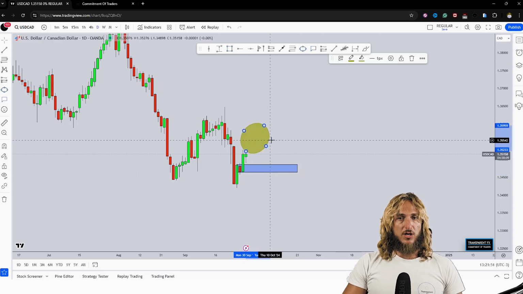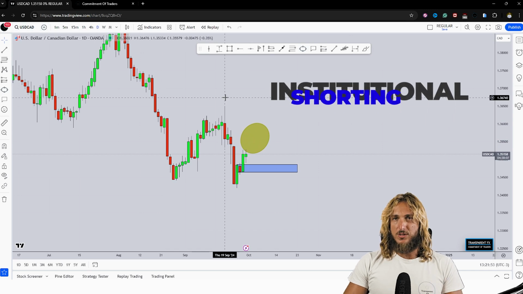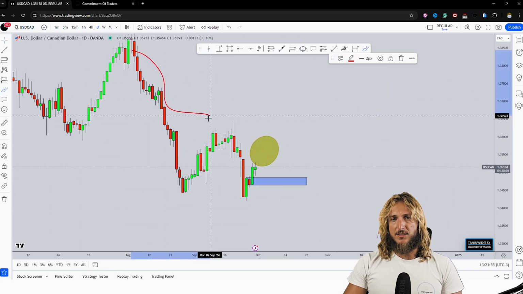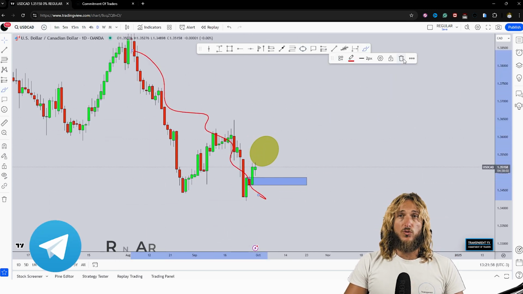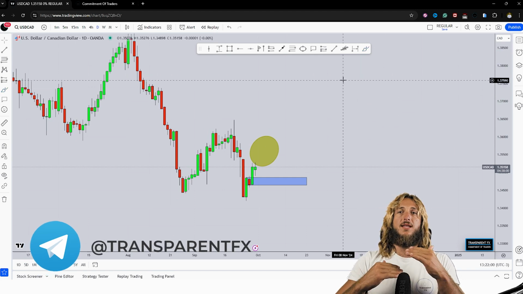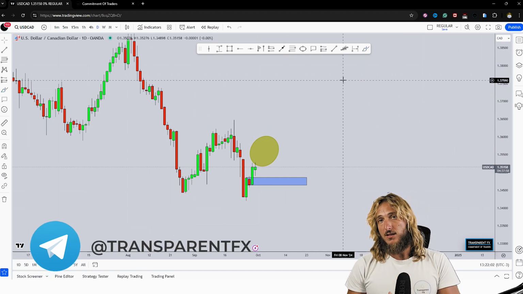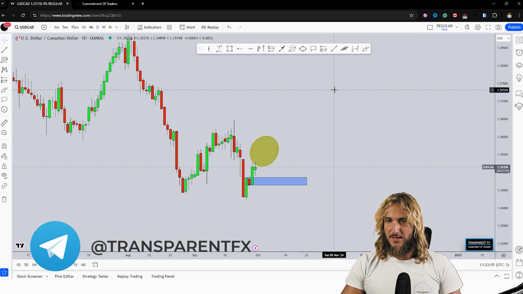Considering that institutions are also shorting already USDCAD, and we see that also reflected. Institutions have been shorting and the price is already currently moving towards the lower level of the monthly range that we have identified at the beginning of the analysis.